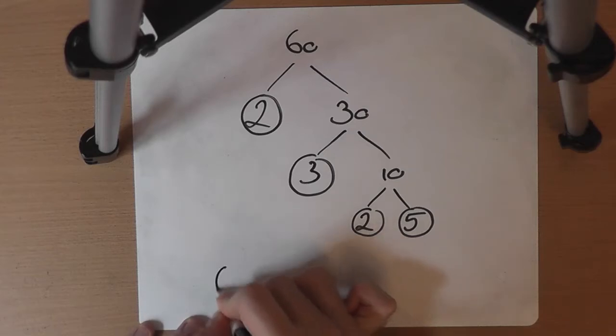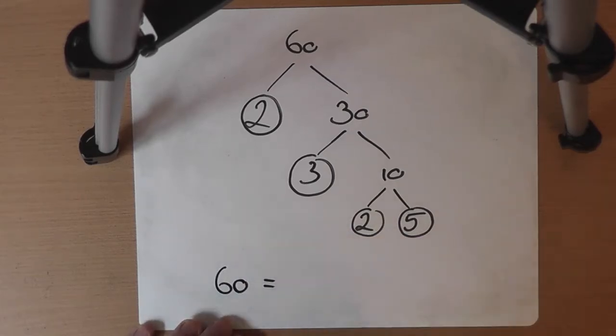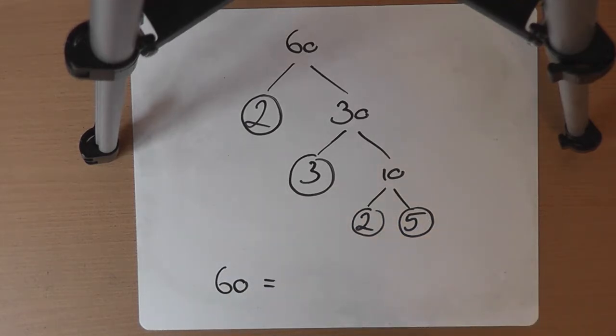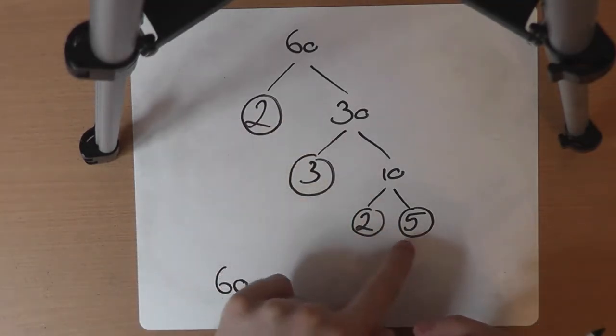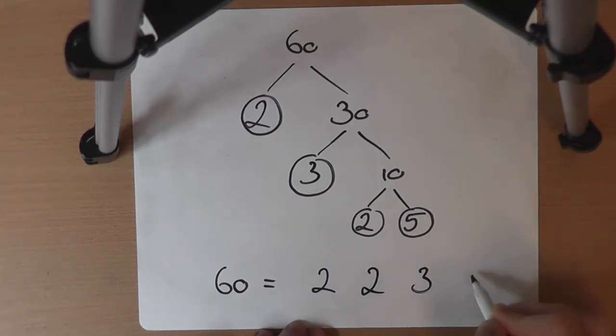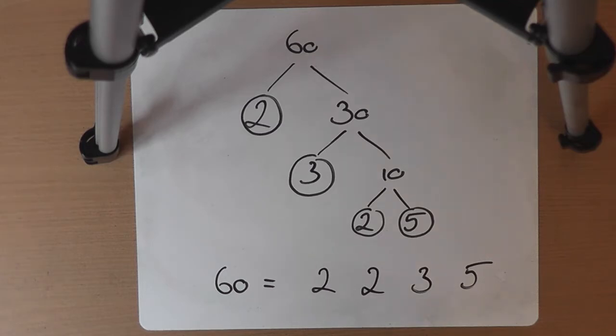Final thing I have to do, I now need to have 60 equals. I take these numbers in the circles. They are all, first of all, notice, prime numbers. 2, 3, 2 and 5. Of course they are, because we wouldn't have circled them if they weren't. What I'm going to do is I'm going to write these out at the end. I'm going to put them in size order. You don't have to. You can have them in any order you like.